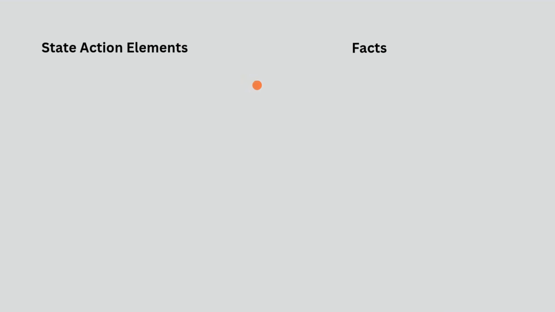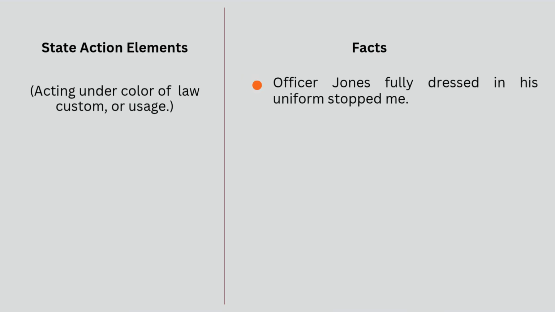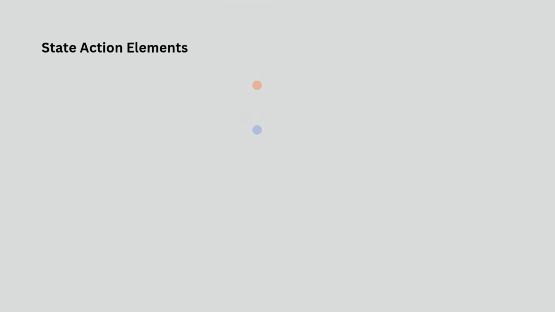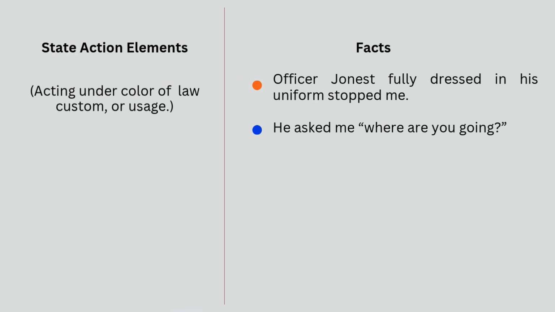State action elements, acting under color of law, custom, or usage. That's one of the elements that the plaintiff is required to establish. And how does the plaintiff establish that? Officer Jones, fully dressed in his uniform, stopped me. Let's look at more. He asked me, "Where are you going?" Still in the full operation of color of law.